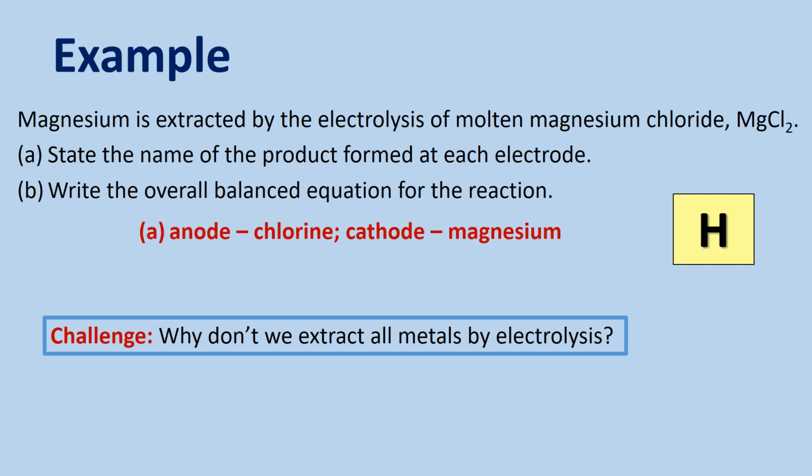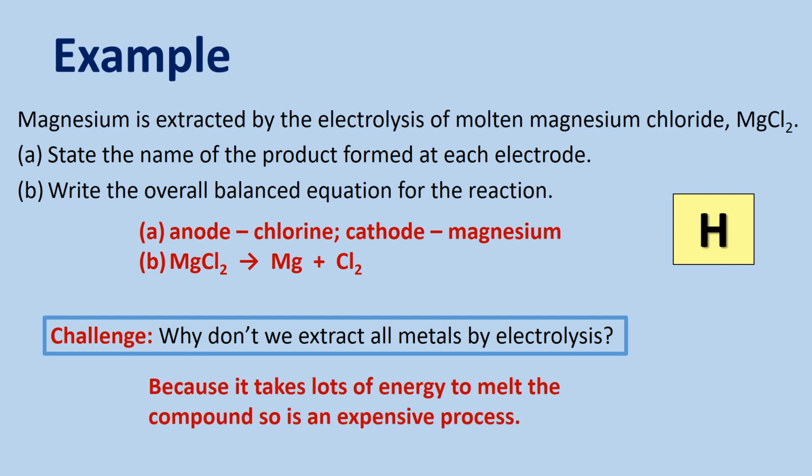Okay. At the anode, chlorine is made. At the cathode, magnesium is made, okay? And the overall equation, MgCl2 goes to Mg plus Cl2. Okay, so magnesium chloride splits up to magnesium and chlorine. Remember, the anode is positive, so the chloride ions are negative, which are attracted to it, and the cathode is negative, so the magnesium ions that are attracted to it must be positive. And we don't extract all metals by electrolysis because it takes lots of energy to melt the compound, so it's an expensive process.